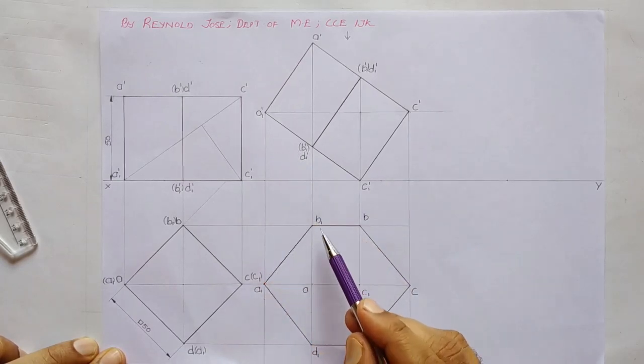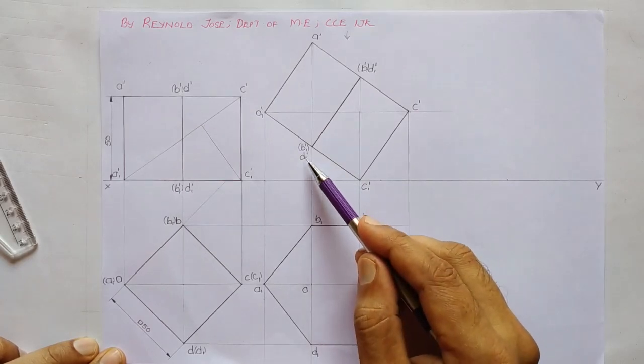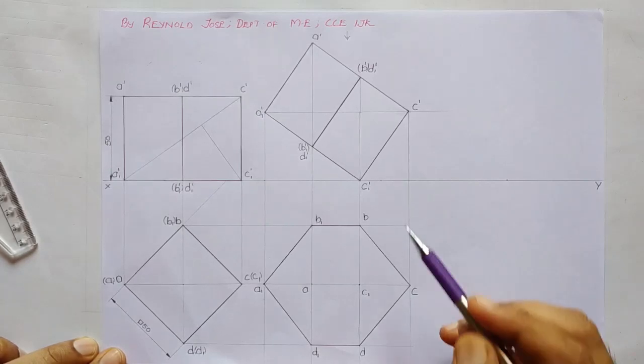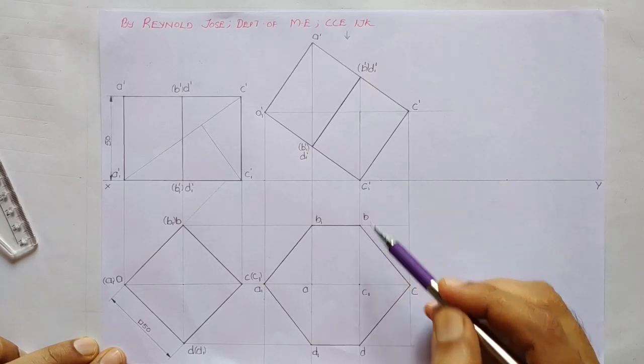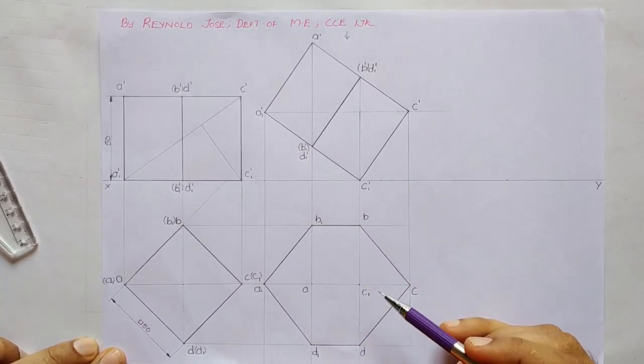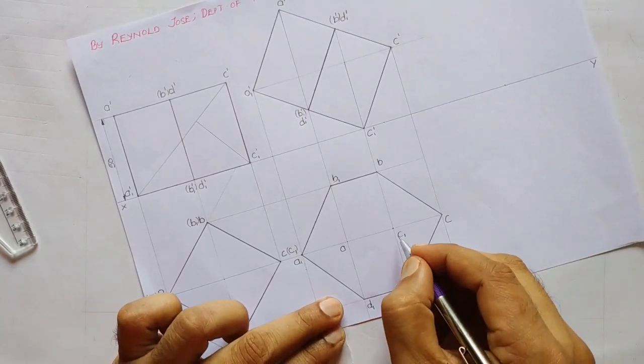B1 dash, here this is B1, it is a part of the outline, so it cannot be treated as invisible. D1 dash, here this is D1, this is also a part of the outline, so we cannot treat it as invisible. But whereas C1 dash, here we are having C1, this is not a part of the outline. So this point C1 is invisible in the top view.